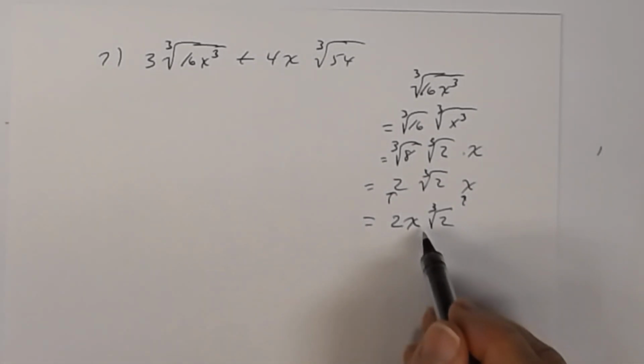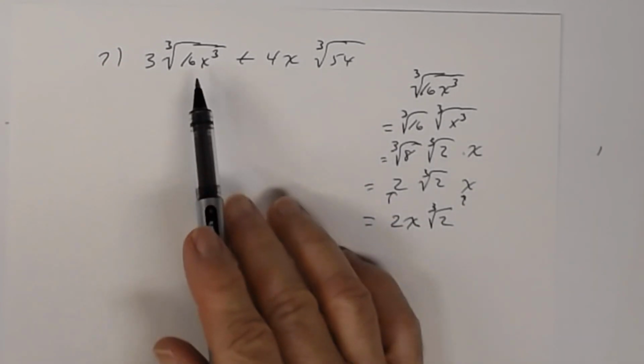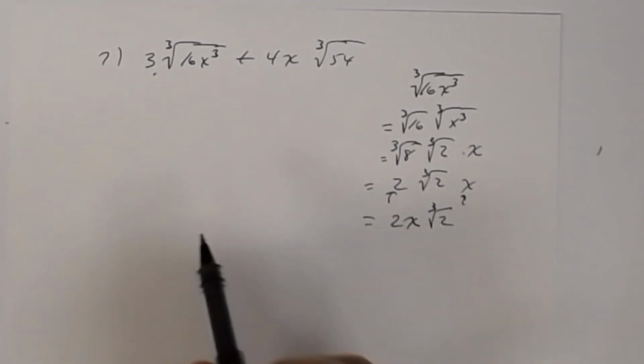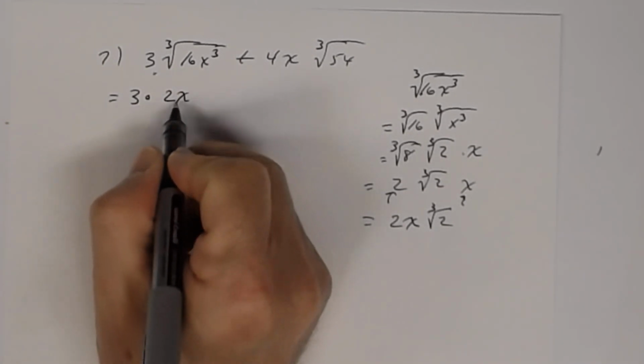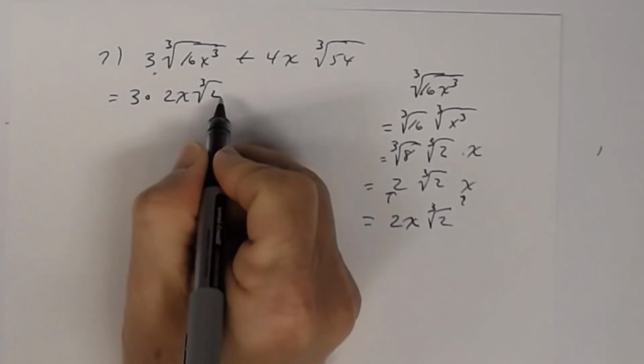So this right here is just this, right? And that's just this right here. So don't forget about that 3 right here. So it'll be 3 times 2x cube root of 2.